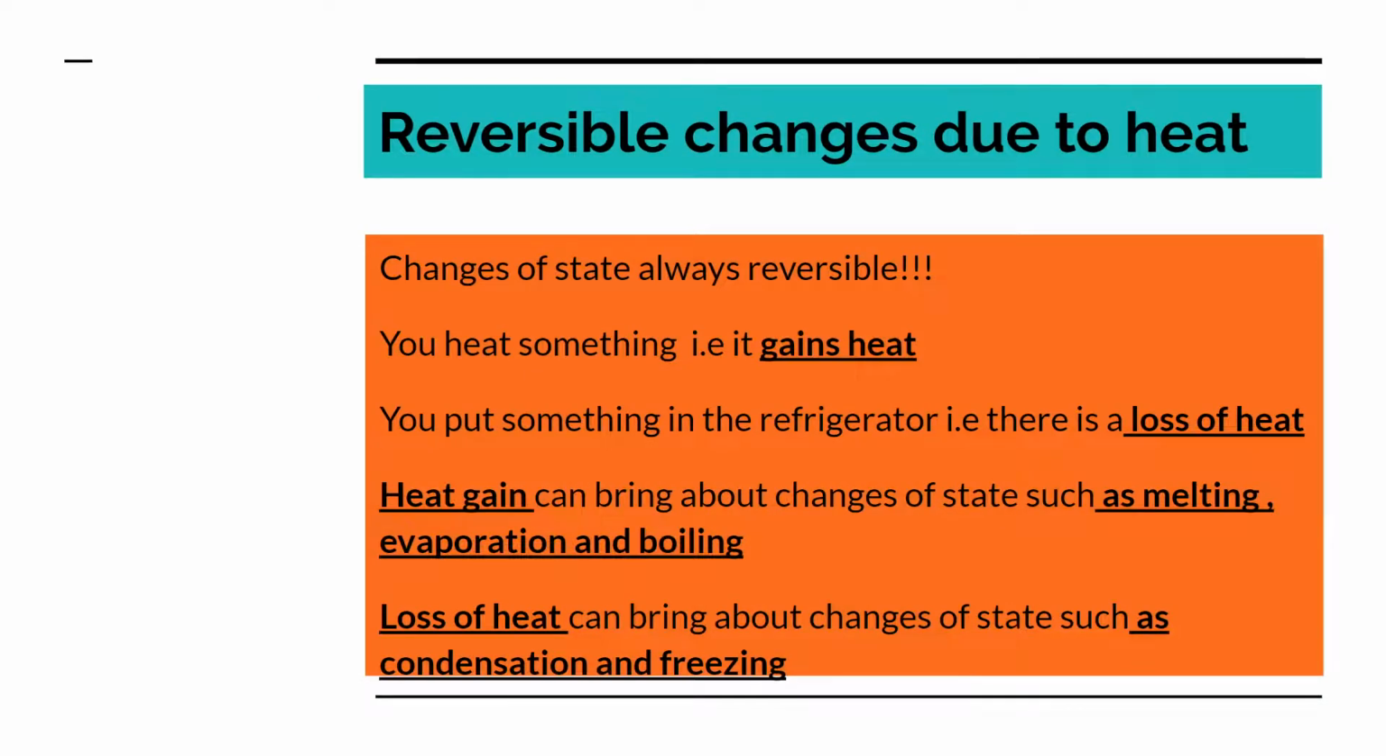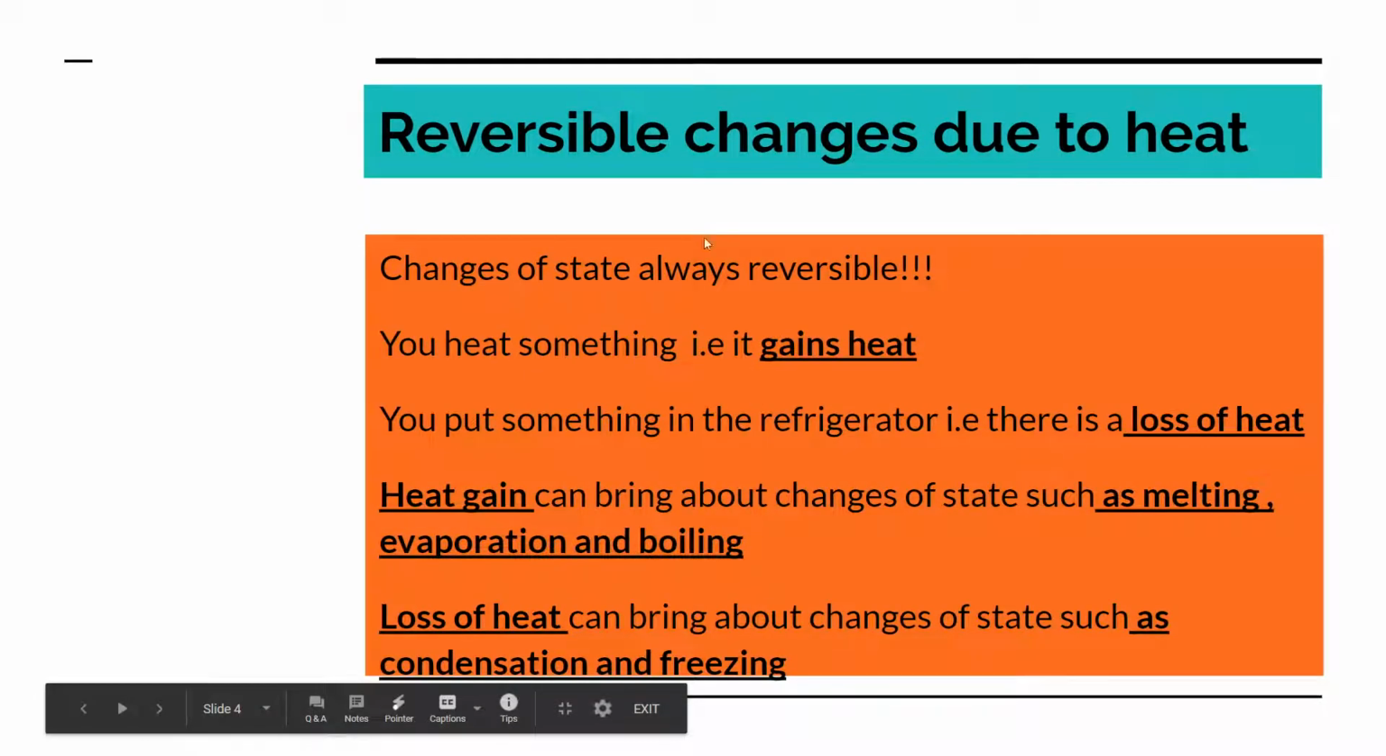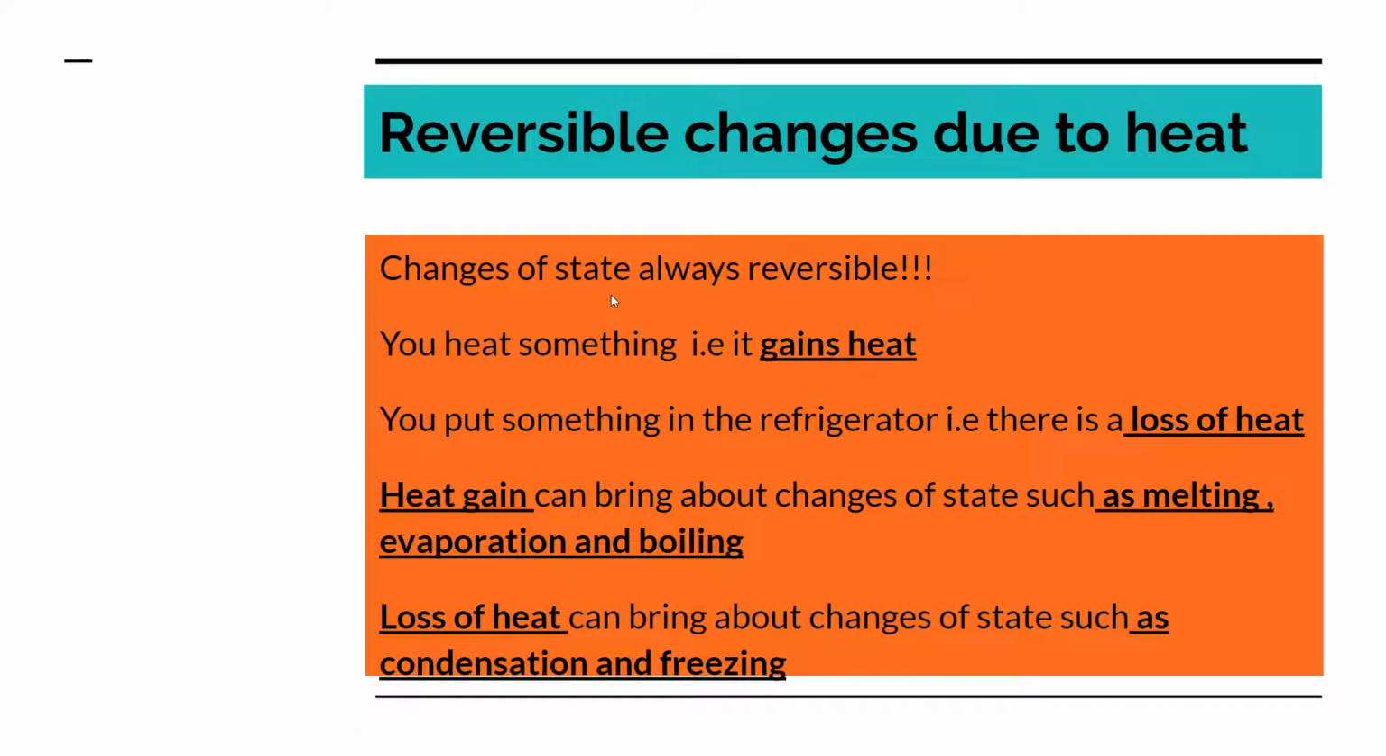Now, let's talk about the reversible changes due to heat in more detail. If you talk about changes of state, remember that changes of state are always reversible. When you heat something, it gains heat. Gains means that it gets heat. And when you put something in a refrigerator, you're basically taking heat out of it. As you know, when something cools down, it is called the loss of heat.